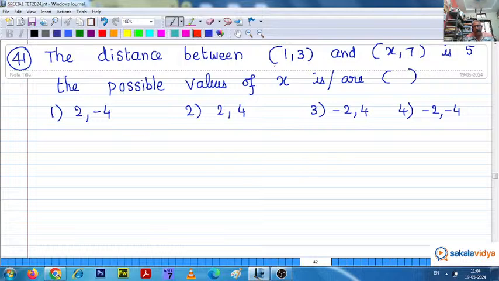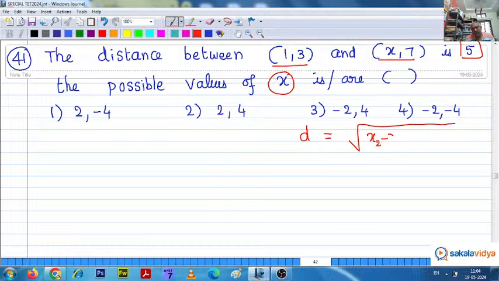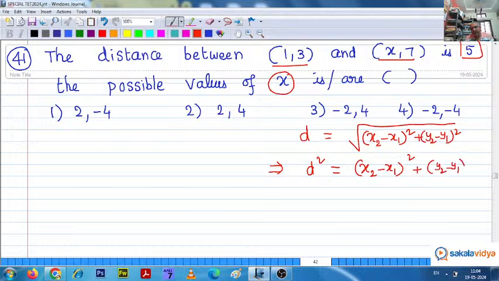The distance between (1, 3) and (x, 7) is 5. Then the possible values of x. Use the distance formula. What is the distance formula? The distance is 5, given. The distance formula is the square root of (x2 minus x1) square plus (y2 minus y1) square. Squaring on both sides, the square of the distance d is (x2 minus x1) square plus (y2 minus y1) square. Here this is (x1, y1) and (x2, y2).